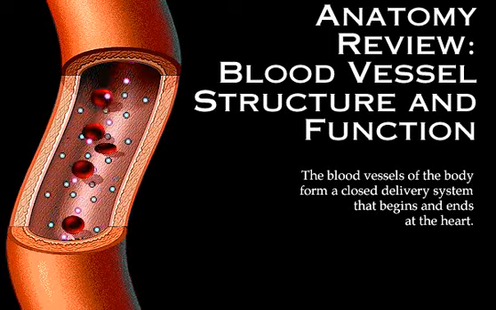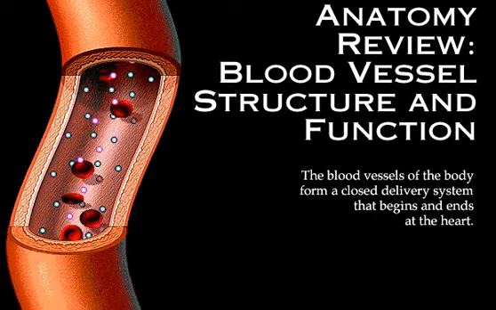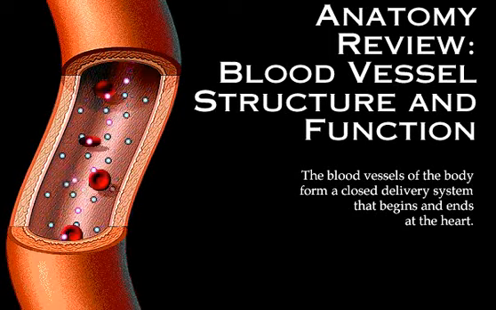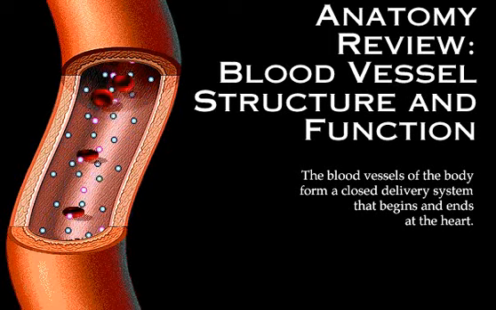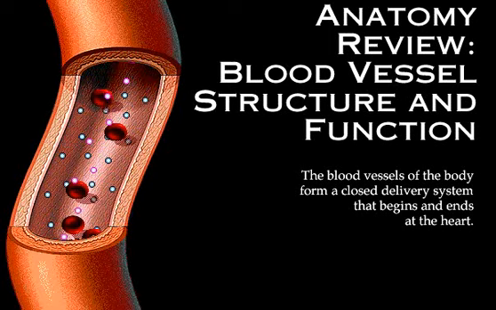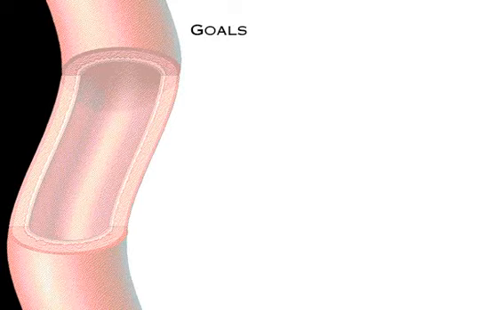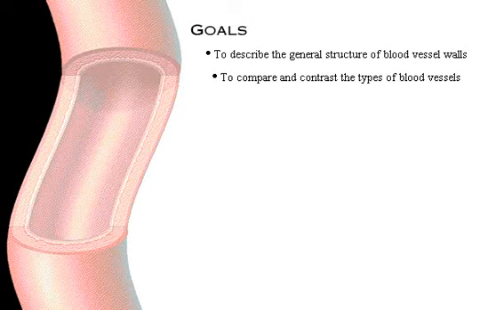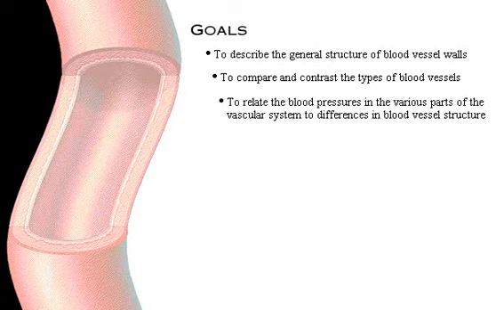The blood vessels of the body form a closed delivery system that begins and ends at the heart. Your goals for learning are to describe the general structure of blood vessel walls, to compare and contrast the types of blood vessels, to relate the blood pressures in the various parts of the vascular system to differences in blood vessel structure. Here's what you need to know.